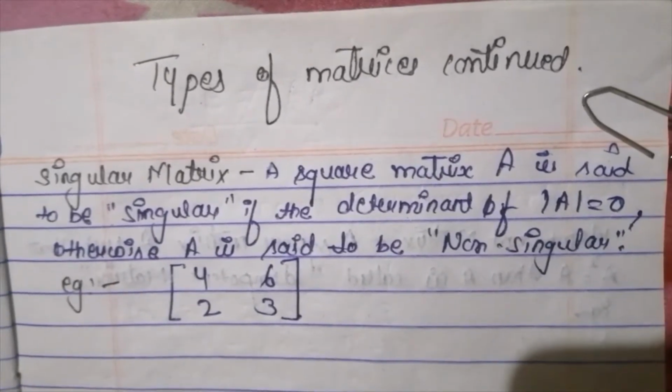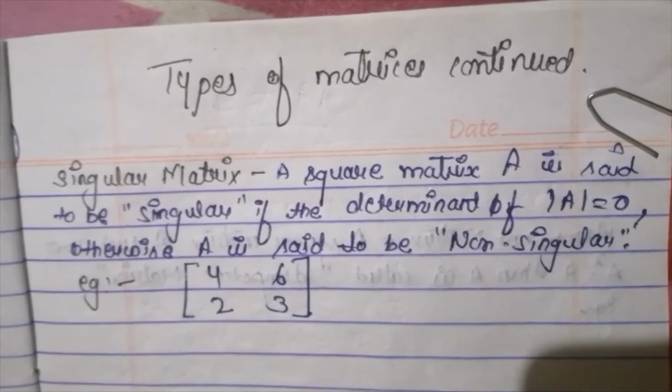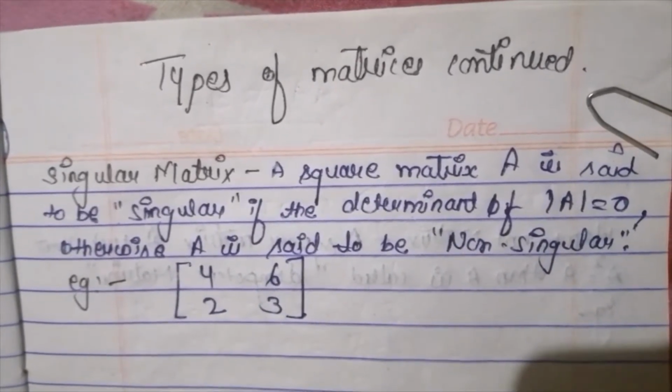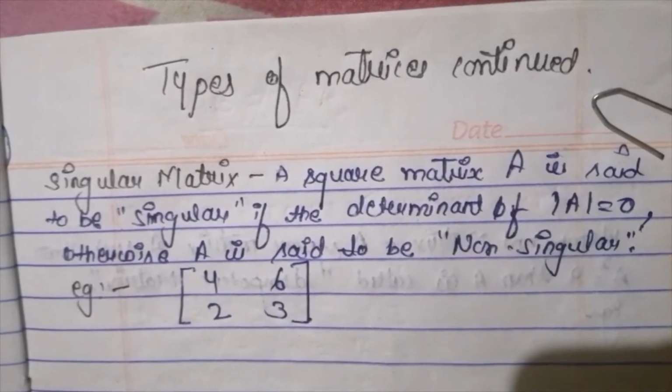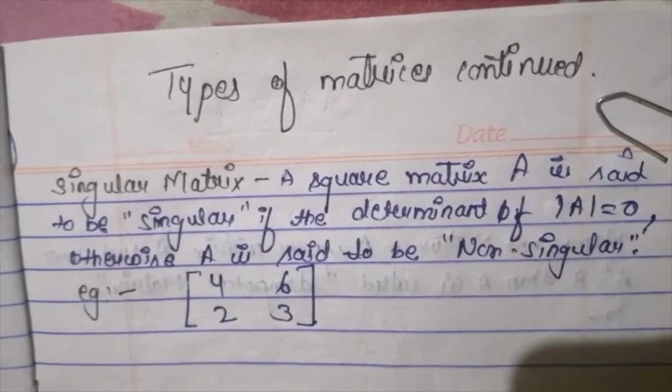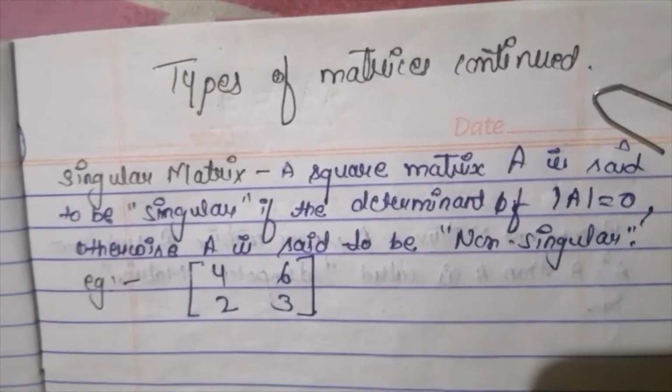In my previous videos, I already discussed some types of matrices. And in today's video, I will discuss the other types of matrices. So let's start with the singular matrix. Singular matrices are those matrices whose determinants are equal to 0.